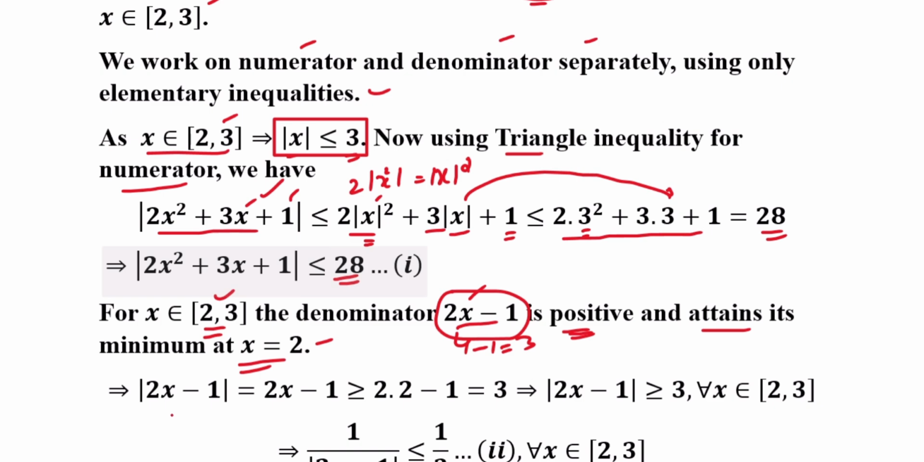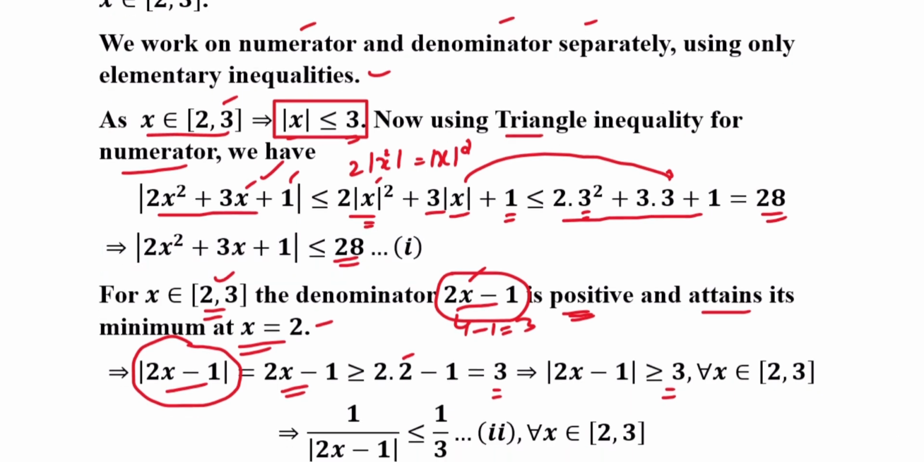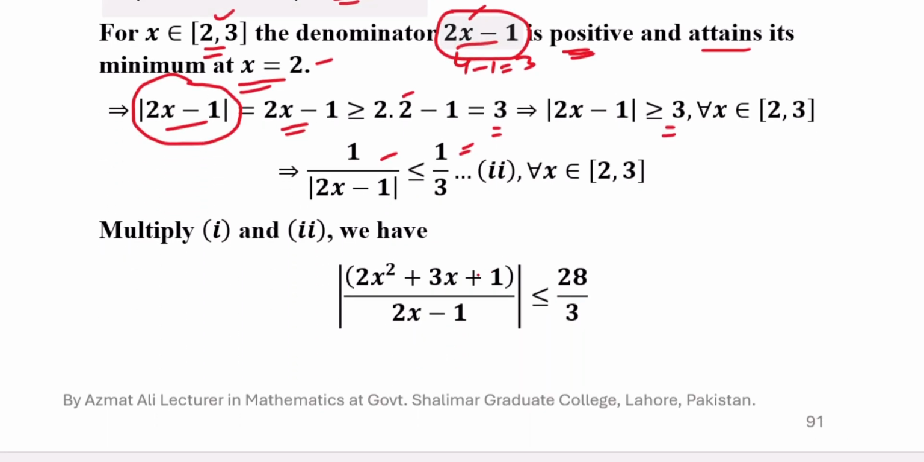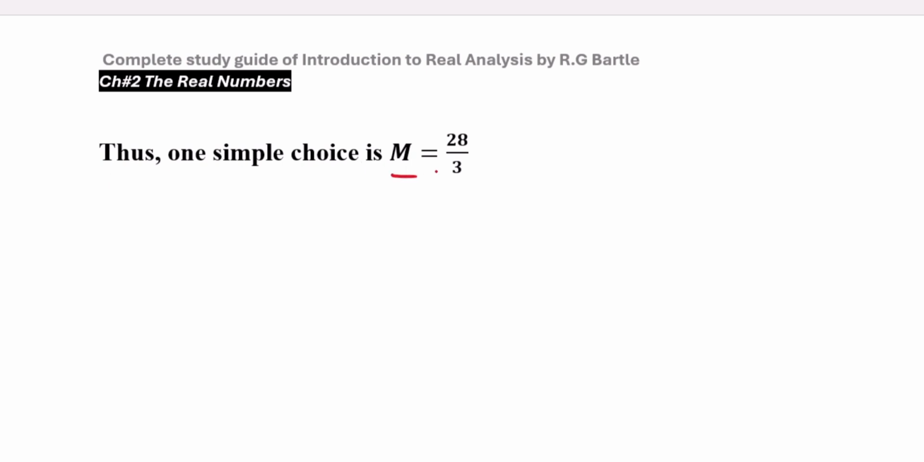So we can write the absolute value of 2x minus 1 equal to 2x minus 1. How? Because 2x minus 1 is positive, so its absolute value is equal to 2x minus 1. Now replacing x equal to 2 here, we have 2 times 2 minus 1, which is 3. So the absolute value of 2x minus 1 is always greater than or equal to 3. By taking the reciprocal, we have 1 over absolute 2x minus 1 is always less than or equal to 1 by 3. Multiplying inequality 1 and inequality 2, we get the absolute value of (2x squared plus 3x plus 1) over (2x minus 1) is less than or equal to 28 by 3. So one simple choice of m is 28 by 3.